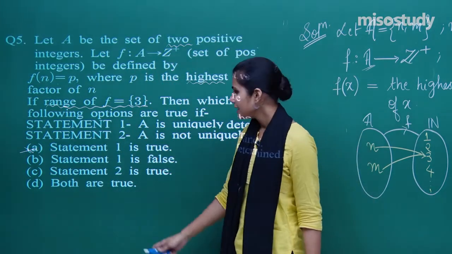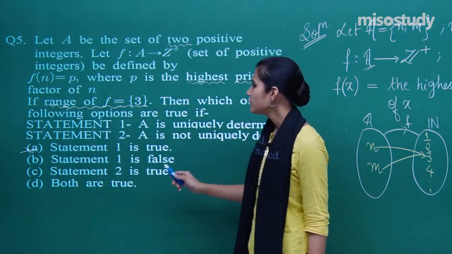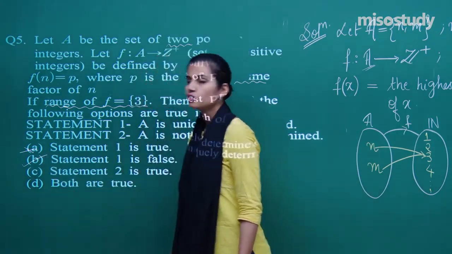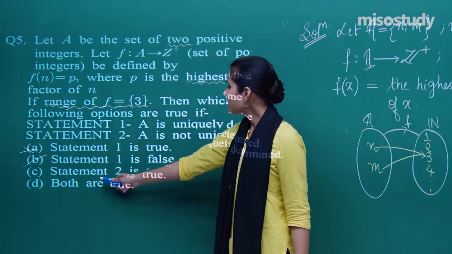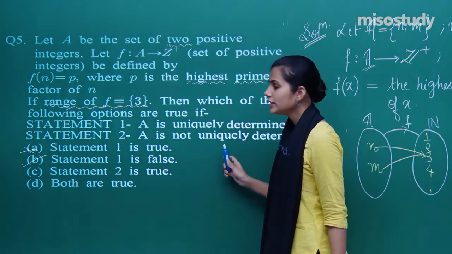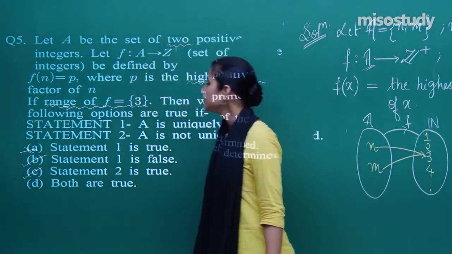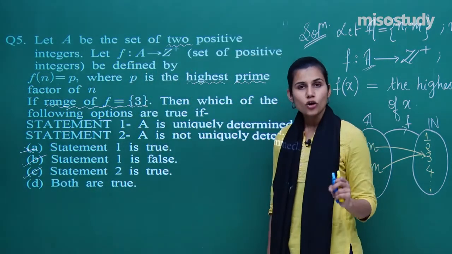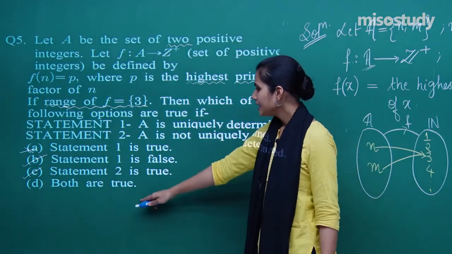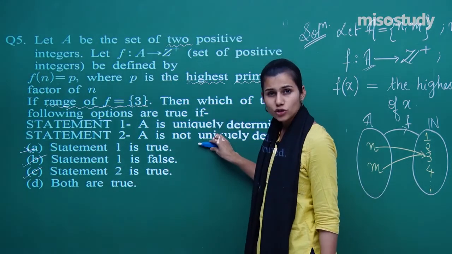Option B says statement 1 is false. Yes, it is false, and so B is true. Option C says statement 2 is true, that is, A is not uniquely determined. Yes, it's true, because A is not uniquely determined. A can take a lot of forms. And D says both are true. This is also true and this is also true?